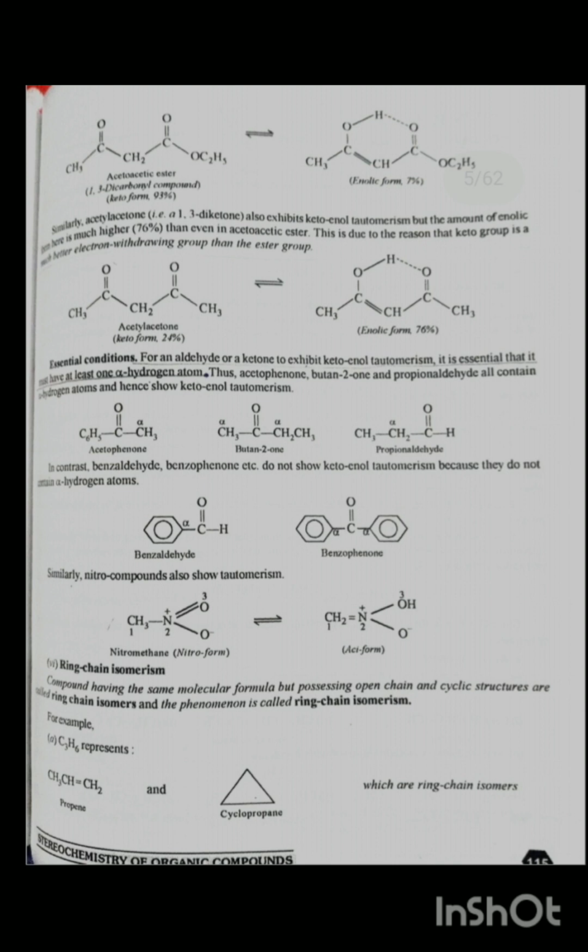Ring chain isomerism. Compounds having the same molecular formula but possessing open chain and cyclic structures are called ring chain isomers, and the phenomenon is called ring chain isomerism. For example, C3H6 represents CH2=CH–CH3, propene, and cyclopropane, which are ring chain isomers.